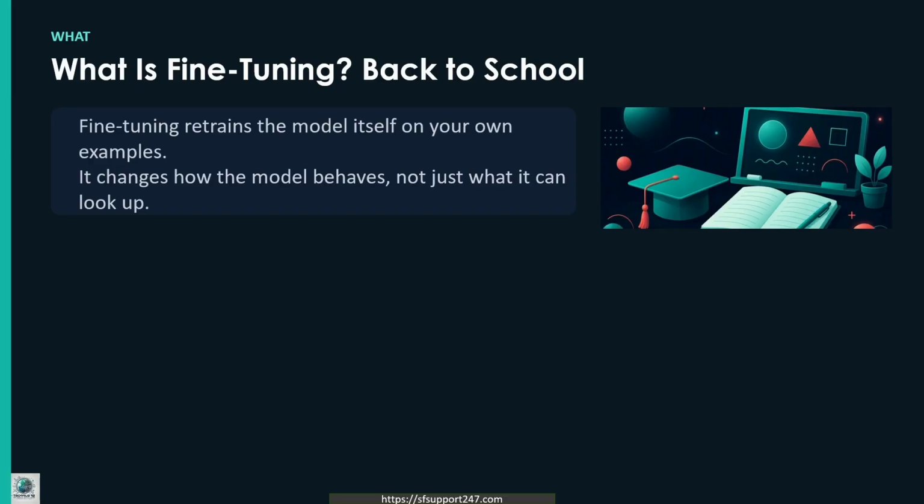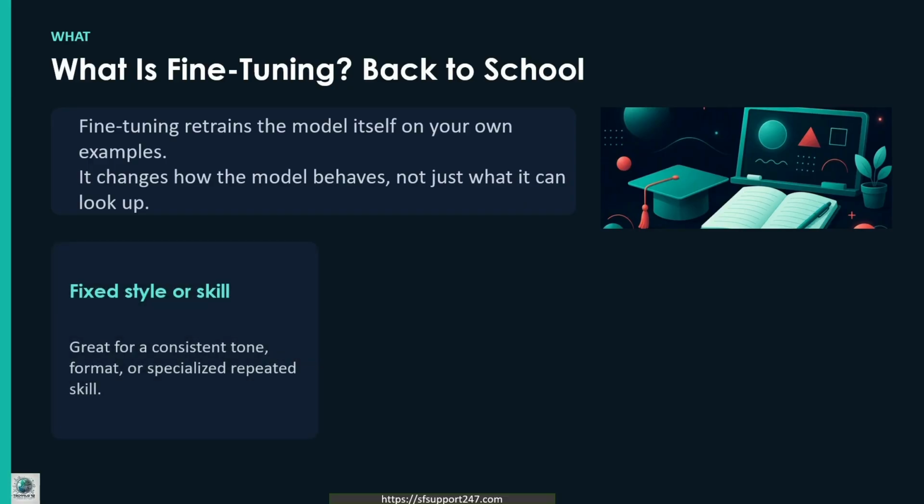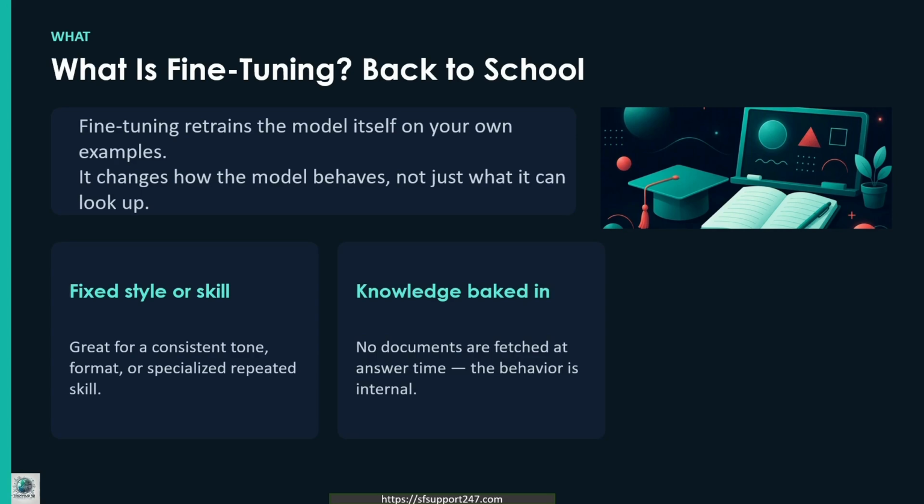Fine-tuning retrains the model itself on your own examples. It changes how the model behaves. Fixed style or skills. Great for consistent tone, format, and specialized repeated skills. No documents are fetched at answer time. The behavior is internal. Takes longer and needs quality training examples. So if you have a lot of documents, let's say 1,000 or 10,000 documents, you need to train this, and instead of just uploading and asking a couple of questions, if you have more documents, then you need to train.